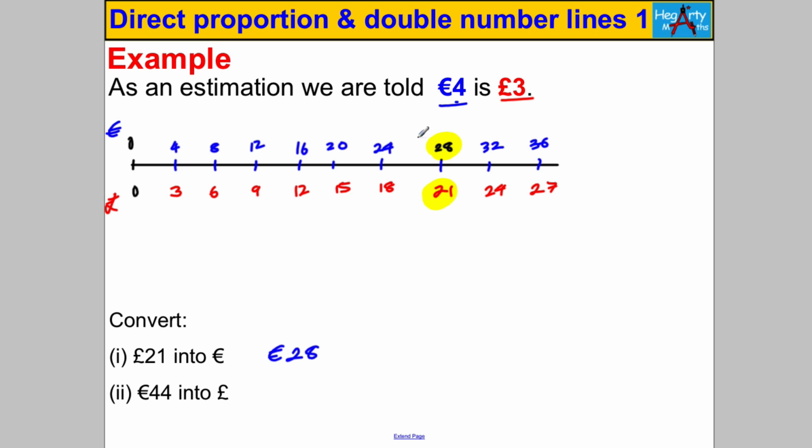44 euros into pounds. Now, our double number line doesn't go up to 44 euros. 44 euros is somewhere over here, right? And it didn't go up to that. Now, could we do this without extending? Let's just think. Well, I think we could.